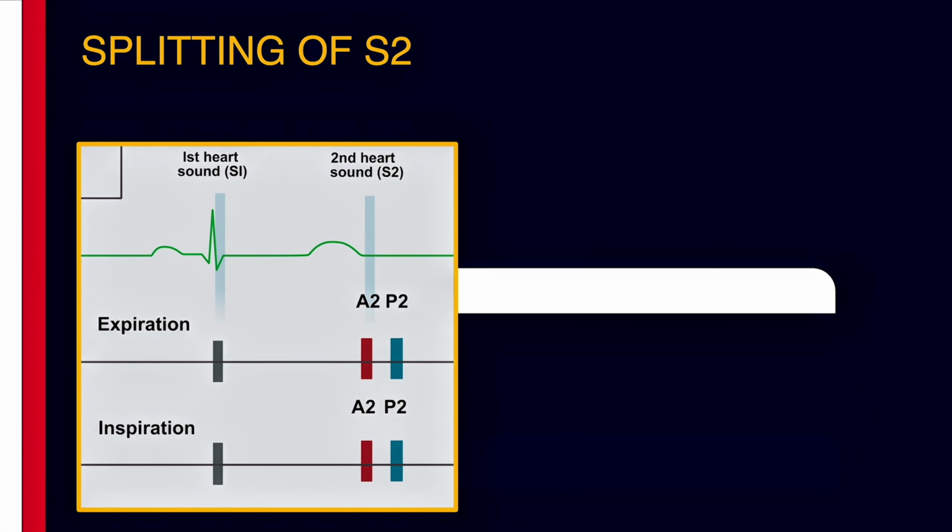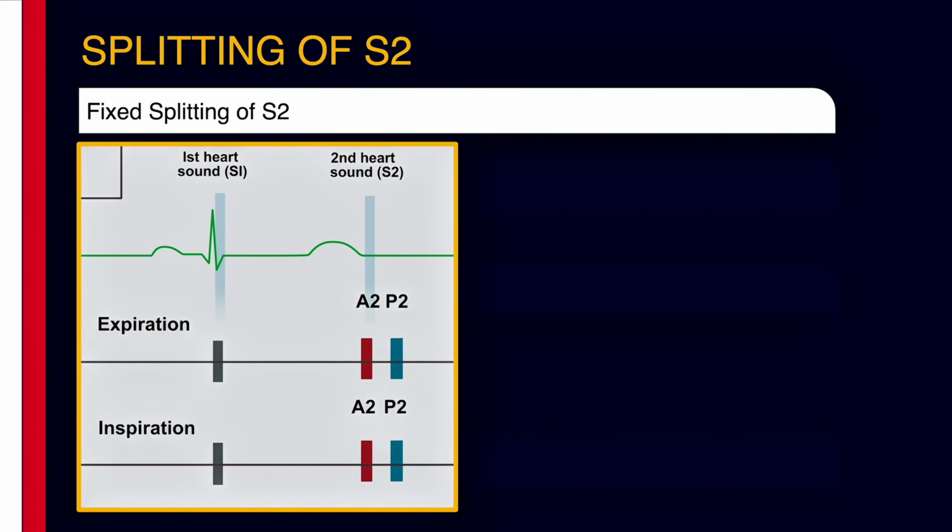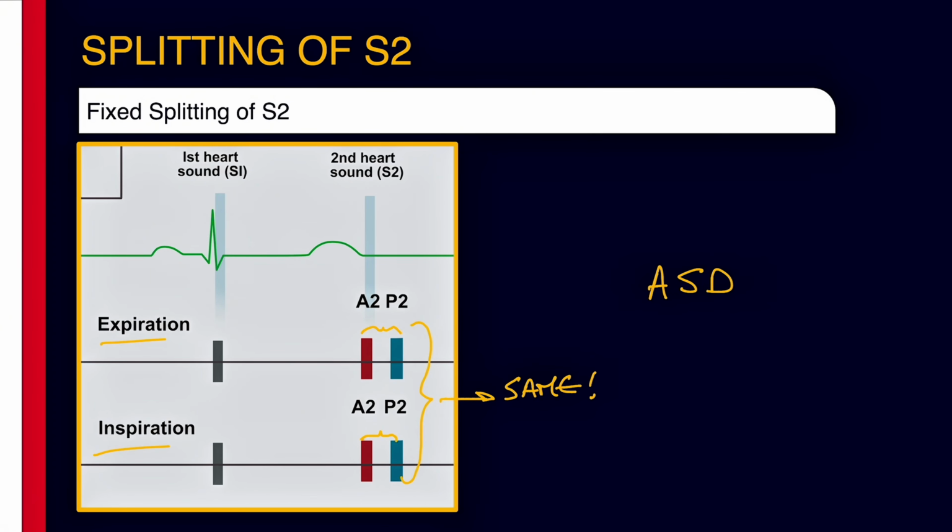Fixed splitting of S2. Now this one is very classic, and you need to know it, okay? In fixed splitting, the interval between A2 and P2 is the same during both inspiration and expiration. It doesn't vary with breathing. Basically that. And this is classic for an atrial septal defect, ASD.